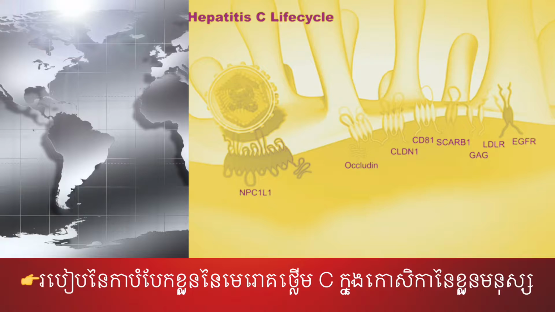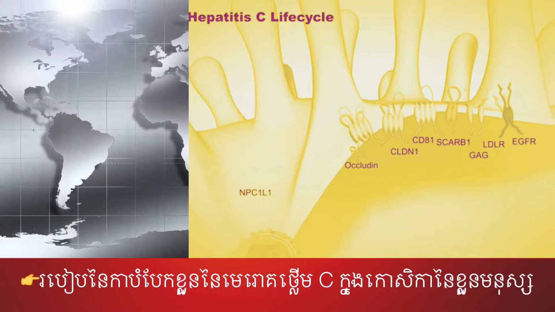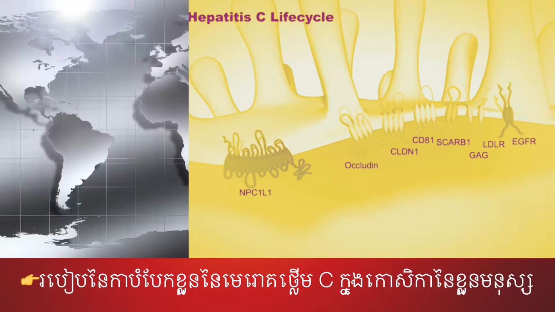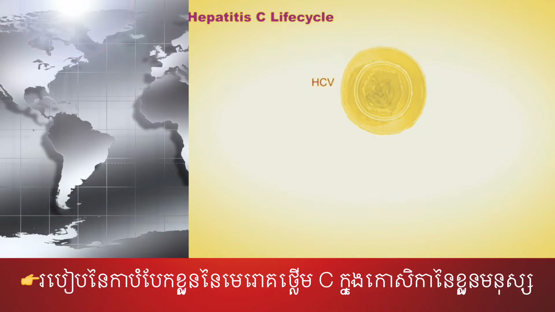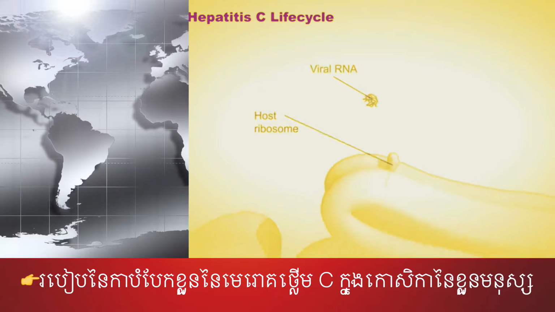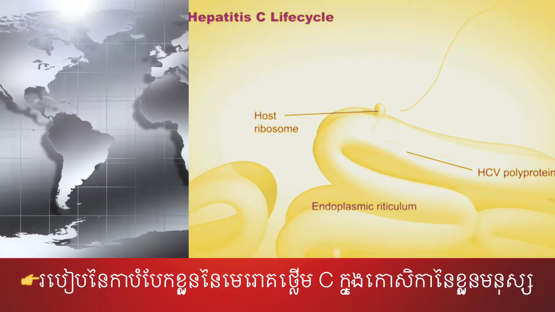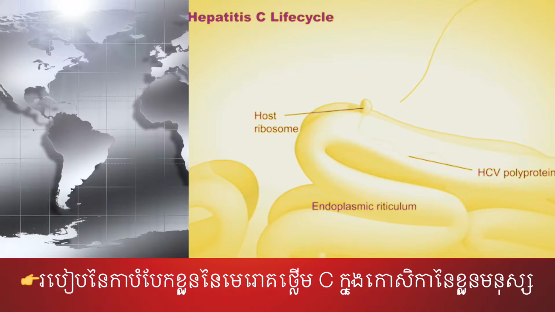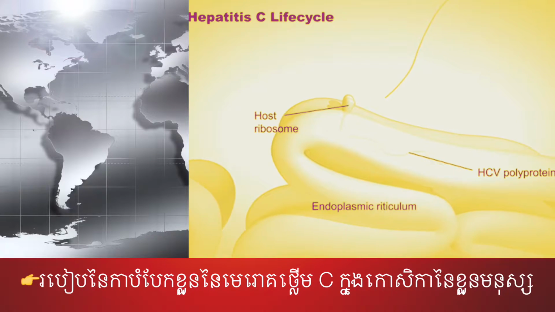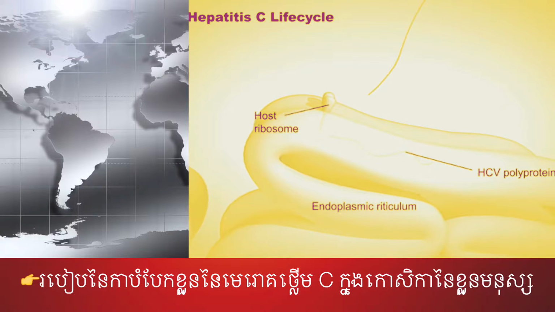Once bound, HCV is internalized through endocytosis. The plasma membrane folds inward, bringing HCV into the cell. HCV travels through the cell cytoplasm to the rough endoplasmic reticulum. Ribosomal subunits associated with the RER serve as translation units, converting the message coded in the mRNA to a specific sequence of amino acids, the HCV polyprotein.